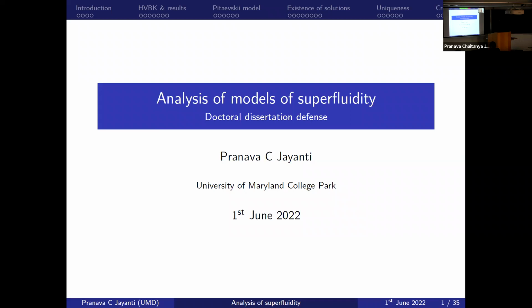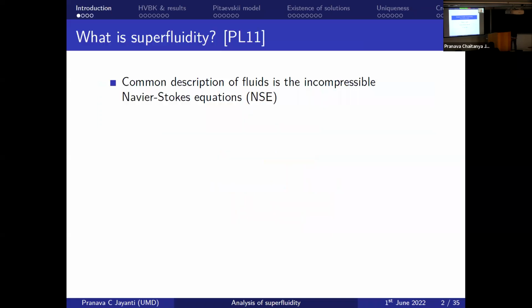I've been here a while now, and this is the fruit of my labor, I guess. I've looked at two models of superfluidity, taken from the physics literature, and analyzed them from a mathematical perspective, right? So before we get into the models that I've studied itself, I'm going to first give you a brief introduction of what superfluidity is.